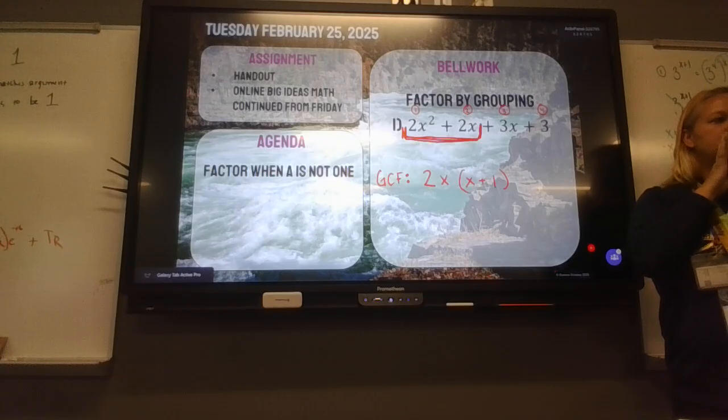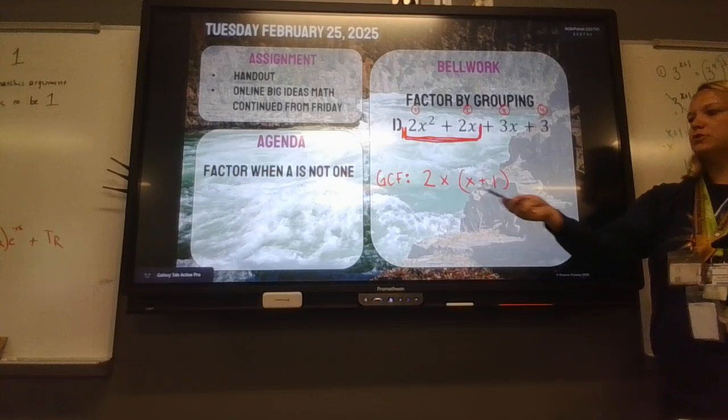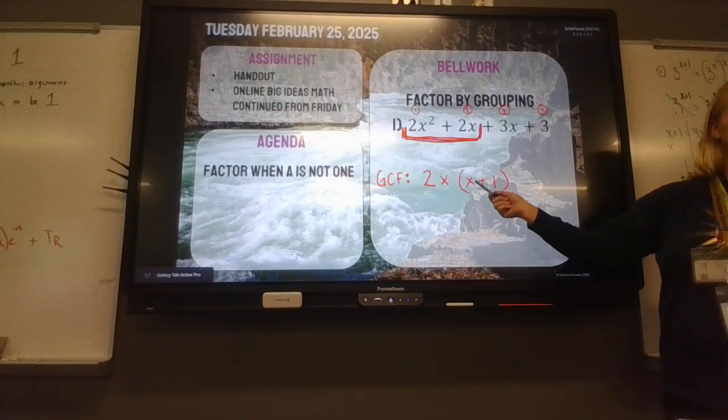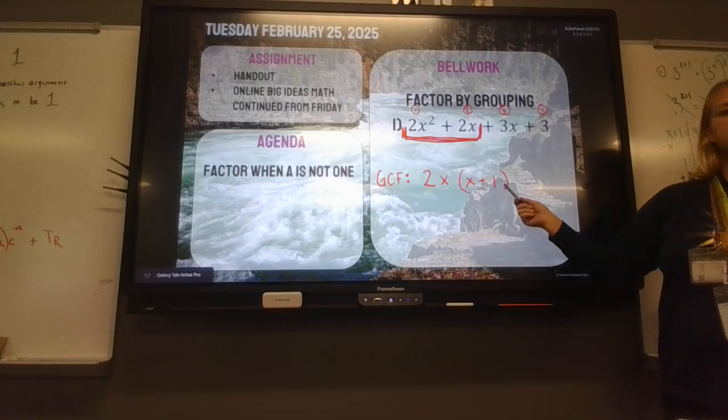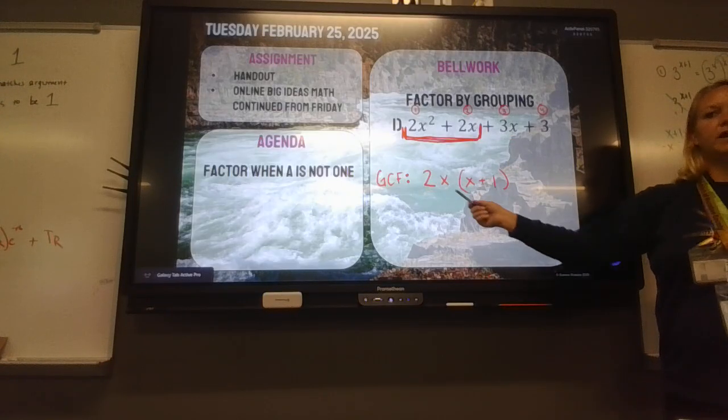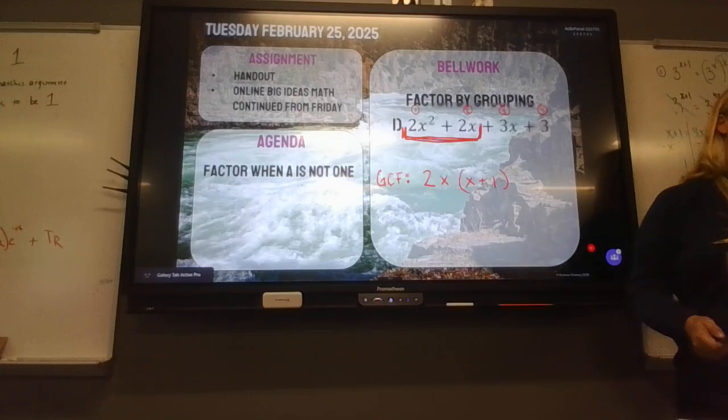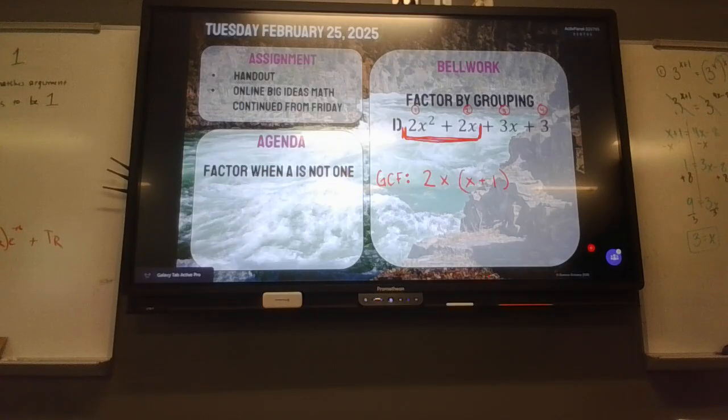It's reverse distribution. So you understand distribution. Like if I was to distribute in, I would get 2x squared plus 2x. So greatest common factor is reverse distribution. You see it, Kaden? Oh, yes.